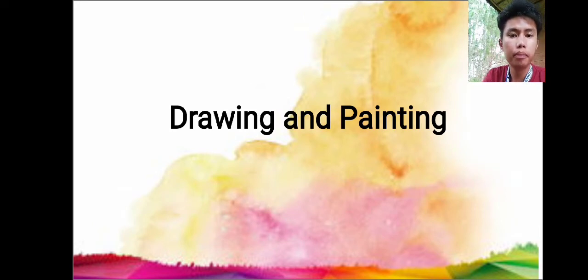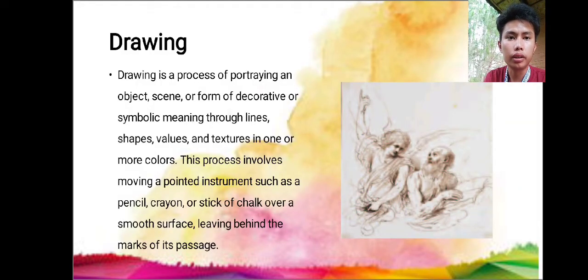Drawing and painting. Drawing is a process of portraying an object, scene, or form of decorative or symbolic meaning through lines, shape, values, and texture in one or more colors. This process involves moving a pointed instrument such as pencil, crayon, or stick chalk over a smooth surface, leaving behind the marks of its passage.